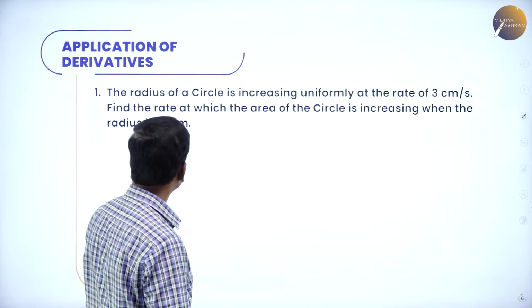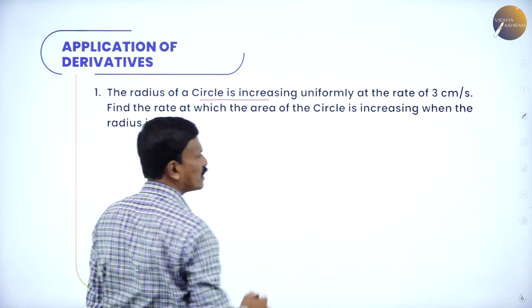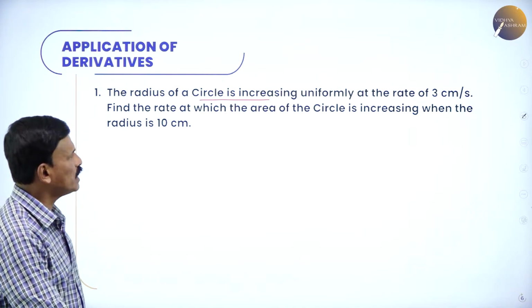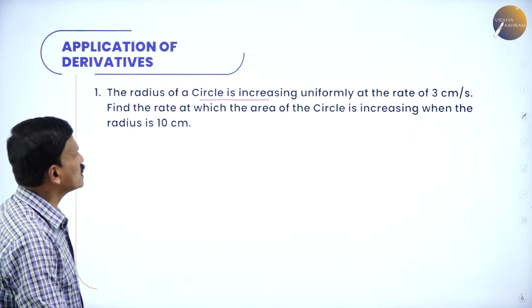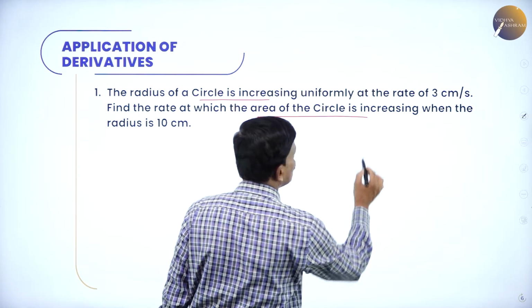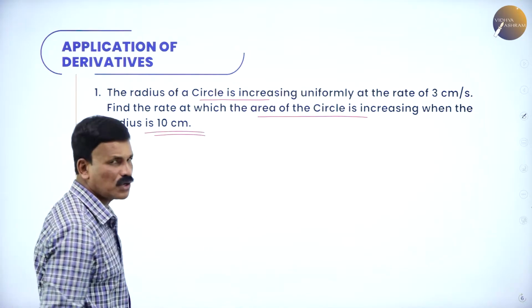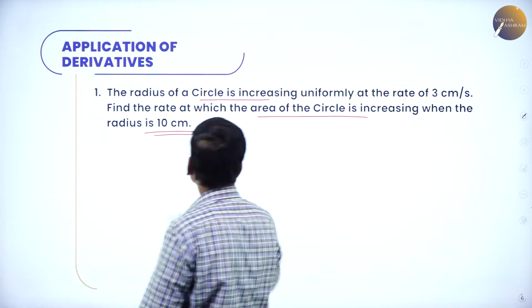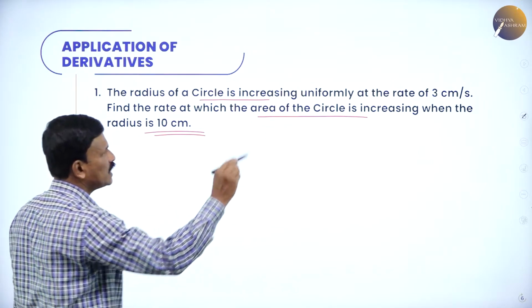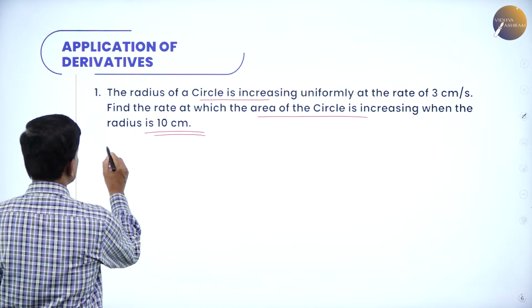What is the problem? The radius r of a circle is increasing uniformly at the rate of 3 centimeters per second. Find the rate at which the area of the circle is increasing when the radius is 10 centimeters. Similar type problem. Here the statement is given: the radius of a circle is increasing at the rate of 3 centimeters per second. Suppose let r is the radius.